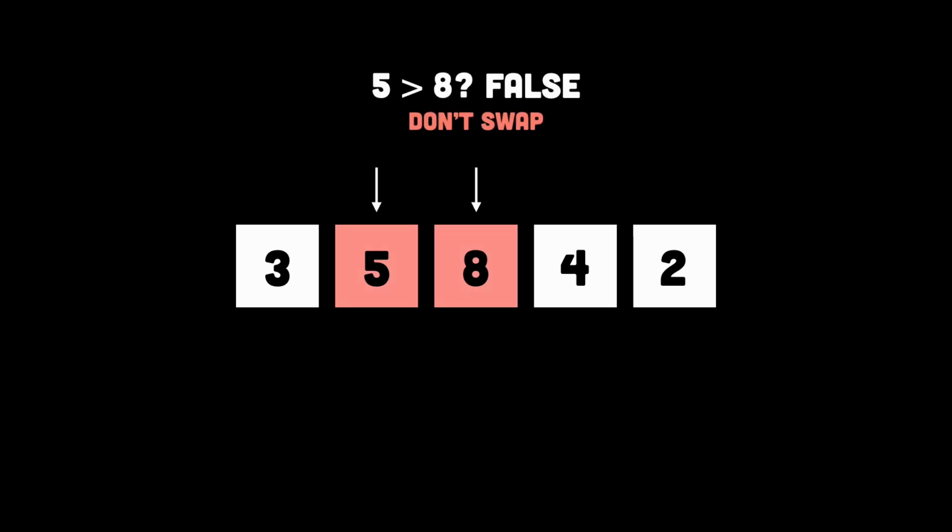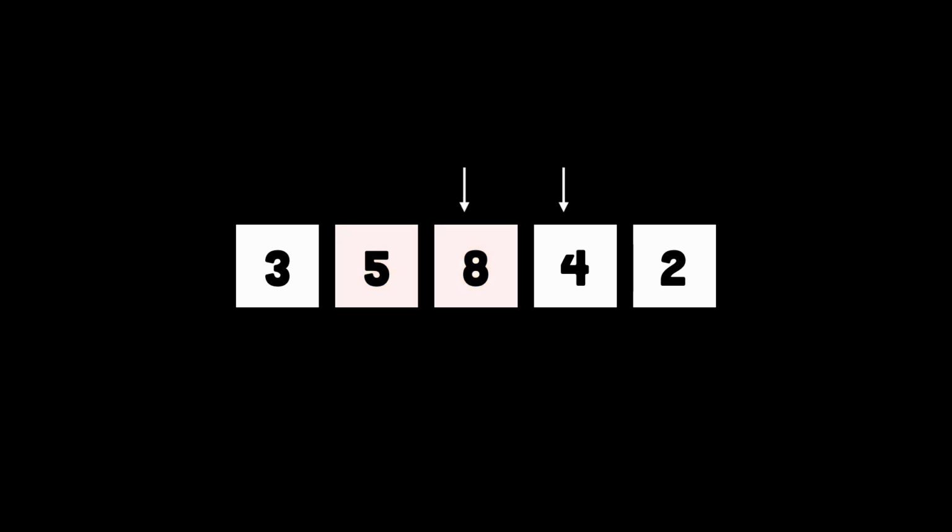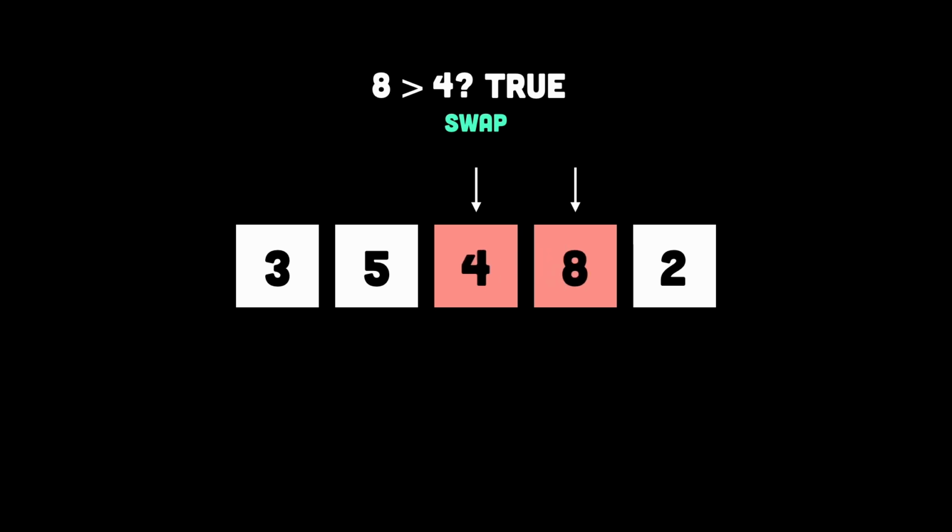Now move to the next pair, which is 5 and 8. 5 is less than 8, so they're fine and you don't need to swap, because 5 being less than 8, it means they are sorted. Then compare 8 and 4. Now since 8 is greater than 4, we swap them. And after that we get 3, 5, 4, 8, and 2.